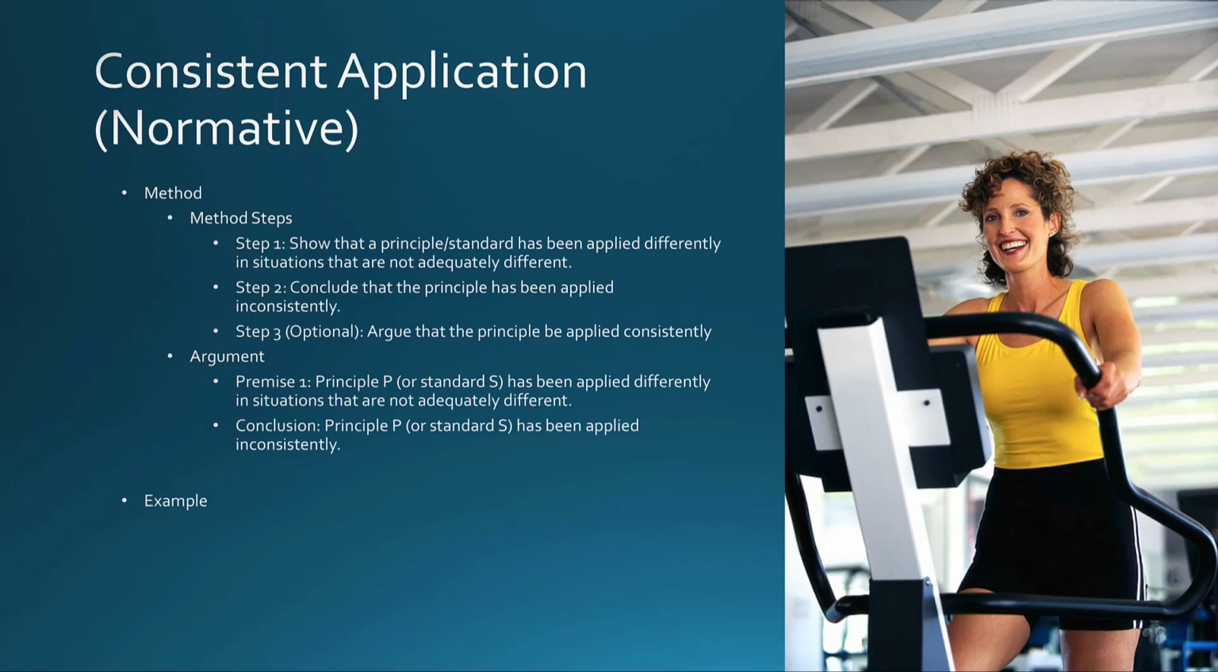So as an argument template, you would use the following structure. The first premise would be to show that a particular principle, standard or rule, etc., whatever you're dealing with, has been applied differently in situations that are not adequately or relevantly different. And then you draw the obvious conclusion that that principle or standard has been applied inconsistently.